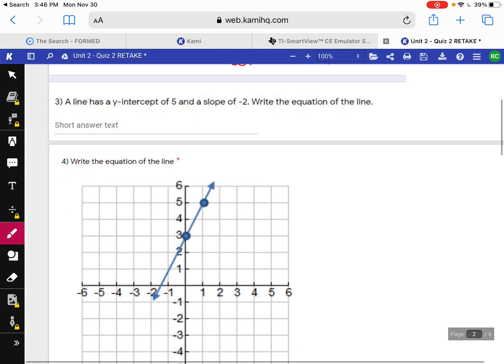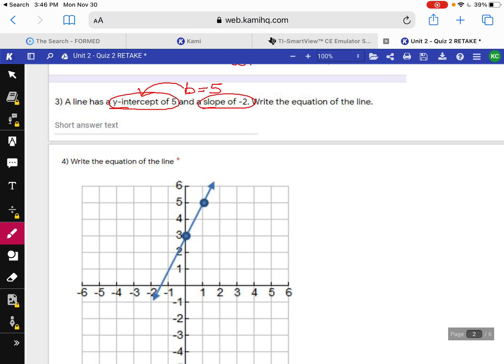Number 3, a line has a y-intercept of 5, so that means that b is equal to 5 because b is the variable to identify the y-intercept, and my slope is negative 2. Lowercase m is the variable for slope. To write this equation, you know you have y equals mx plus b.